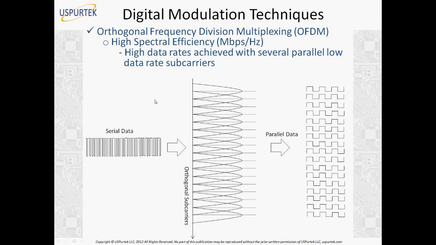OFDM is the key to that high bandwidth. How do we get 54 megabits per second or even 100 megabits per second? By using multiple subcarriers which are orthogonal to each other and which carry parallel data streams.